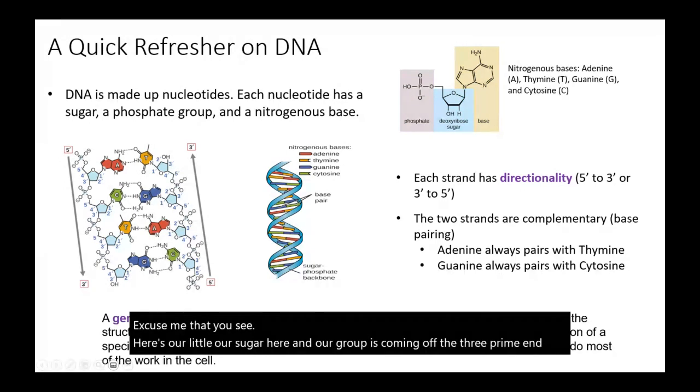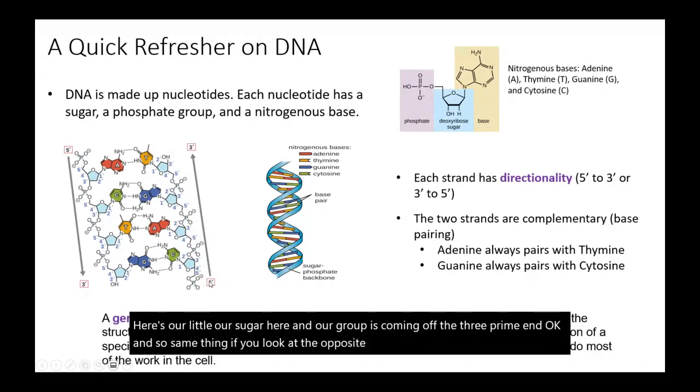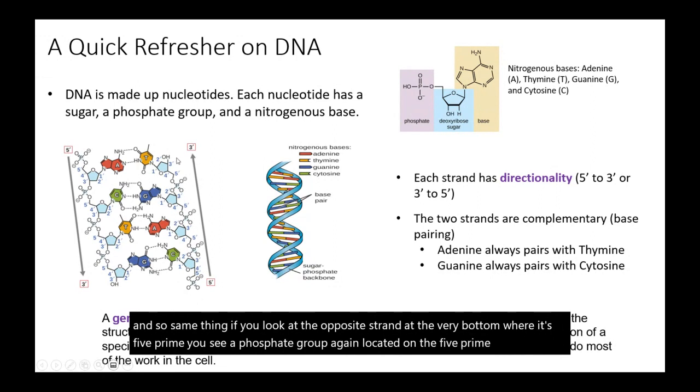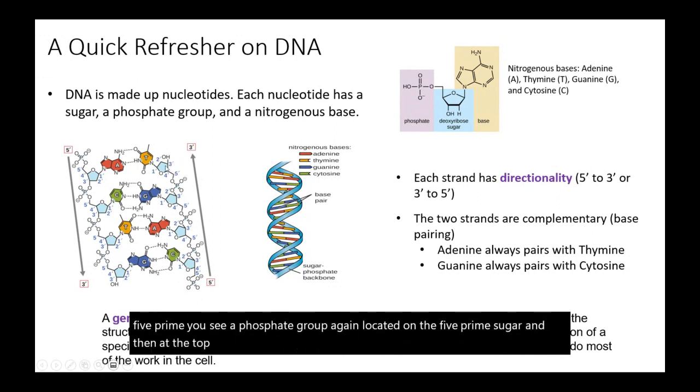And so same thing, if you look at the opposite strand at the very bottom where it's 5', you see a phosphate group again, located on the 5' sugar. And then at the top here, on the 3' sugar, you see the OH, okay? So that's just why we call it 5' and 3'.